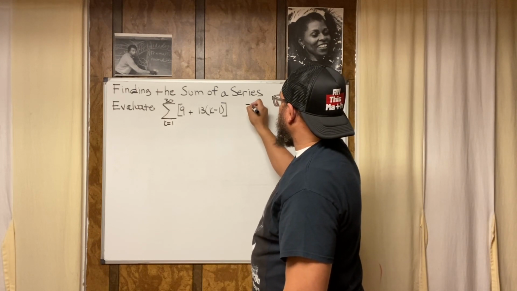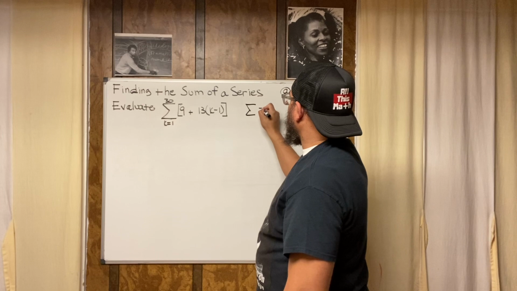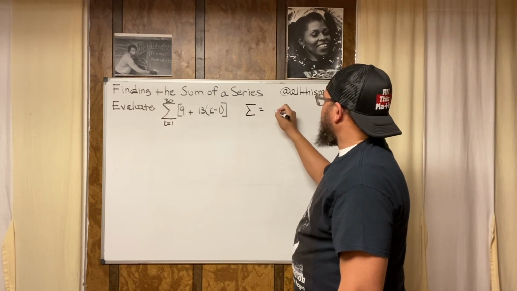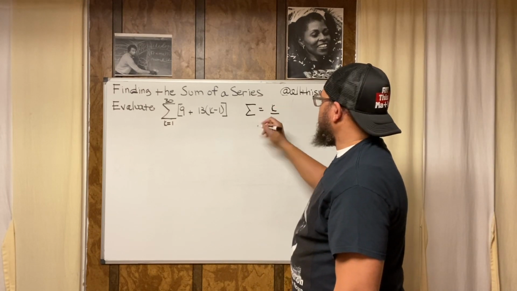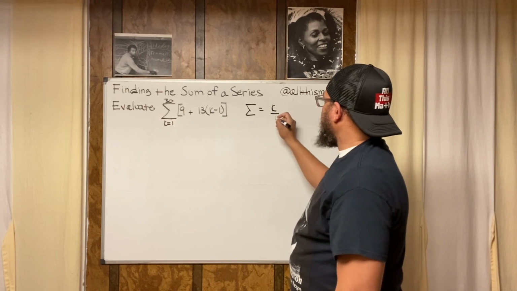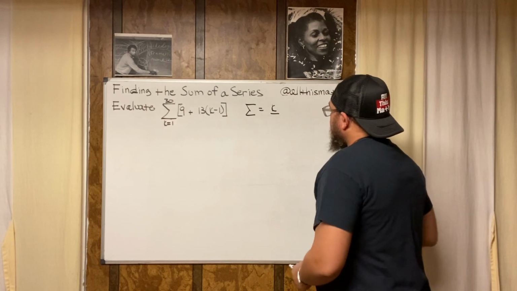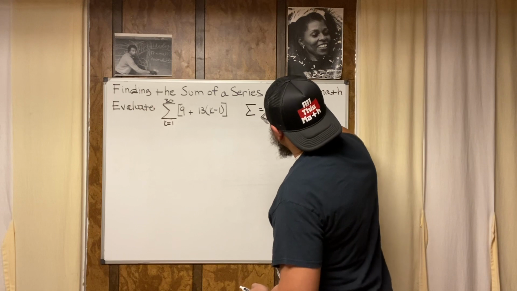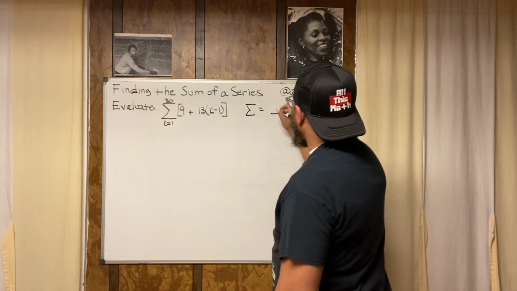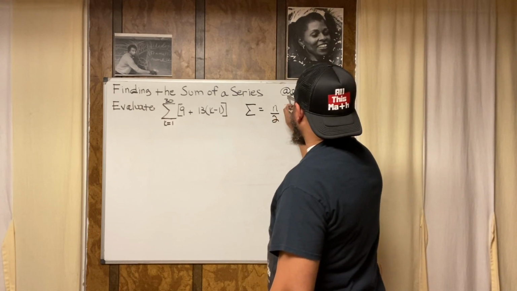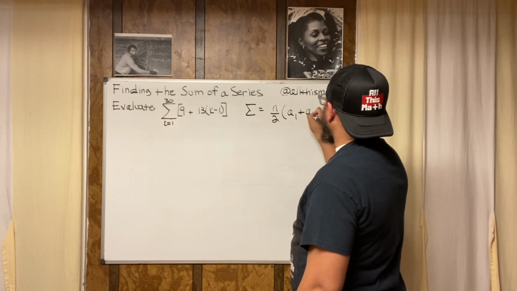The sum is basically going to be, I want to say K. We use K because this is the value, right? Actually, no, I'm not going to use K. I'm going to use N. I'm going to use the variable N. N is the number of numbers divided by 2 times a sub 1 plus a sub n.